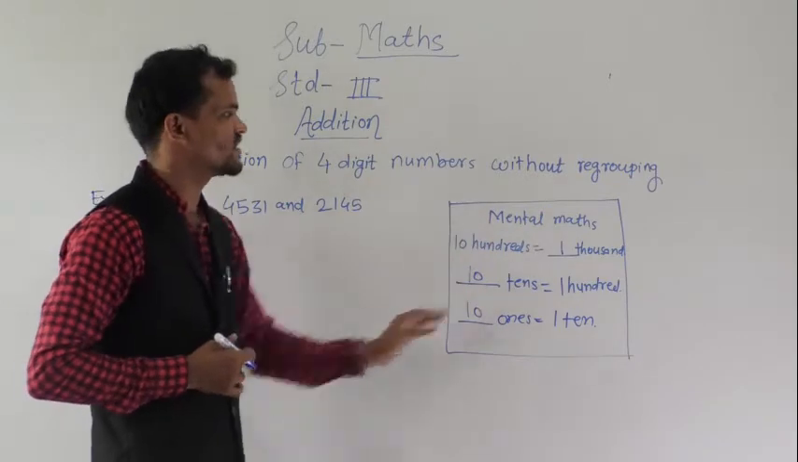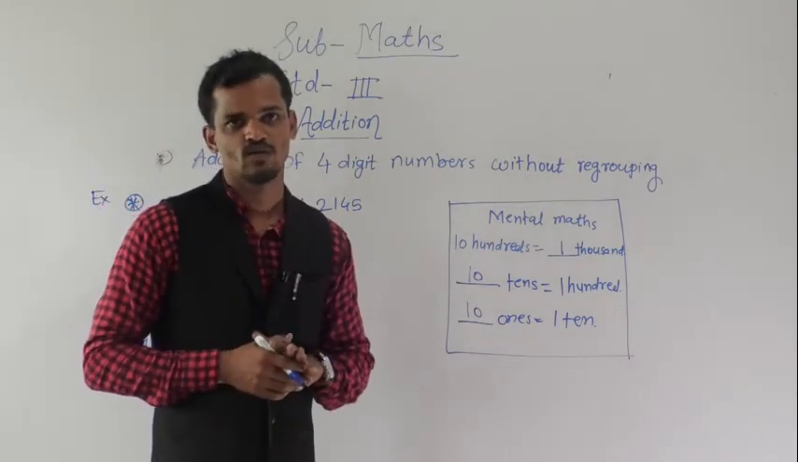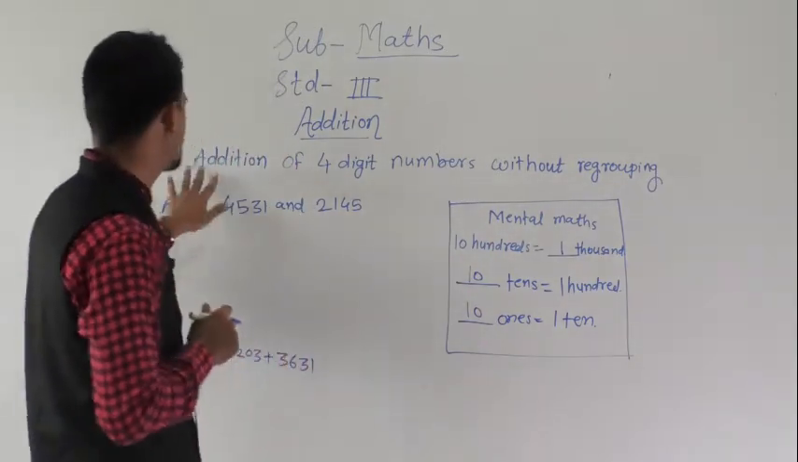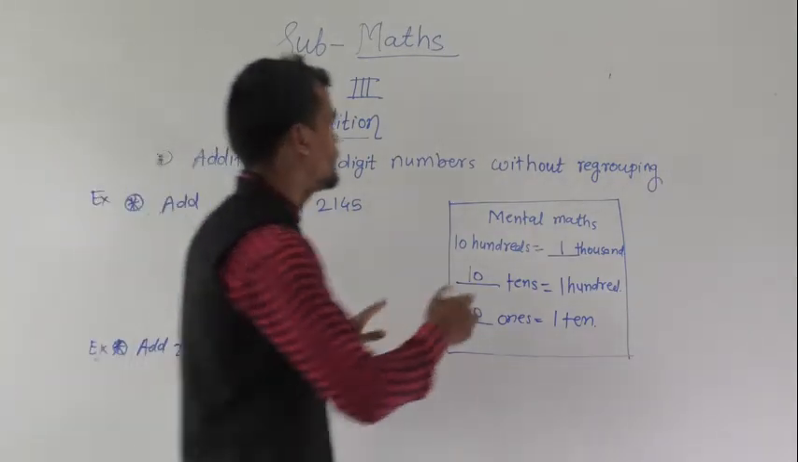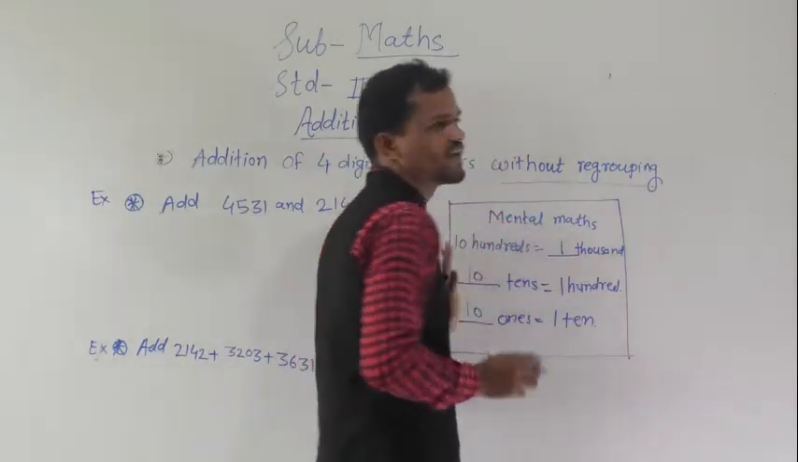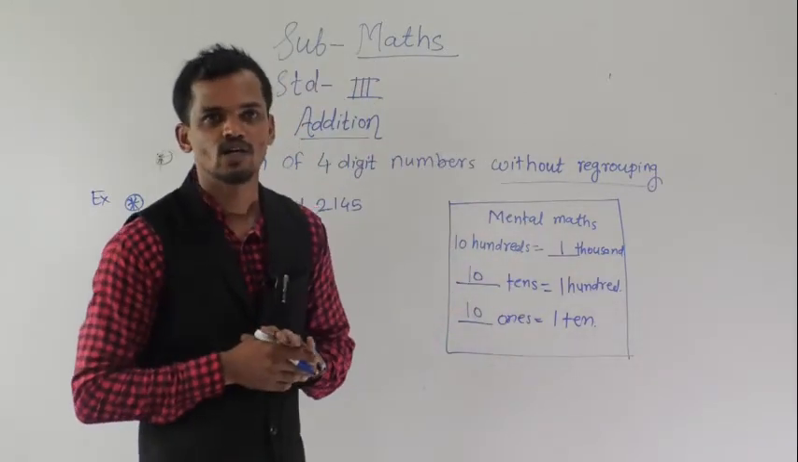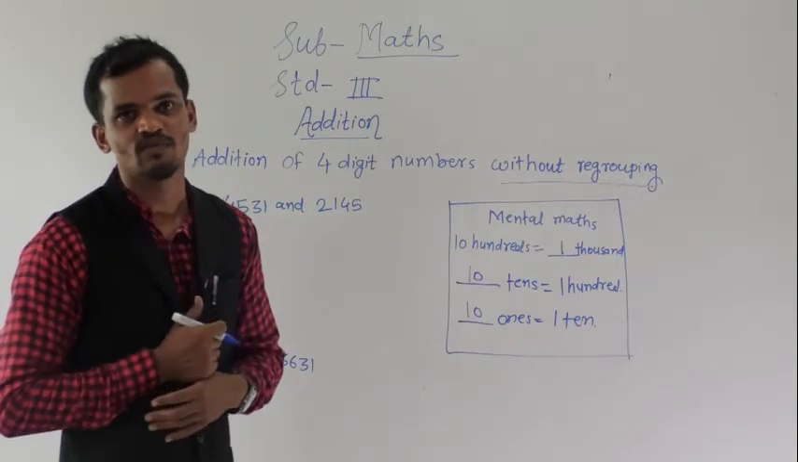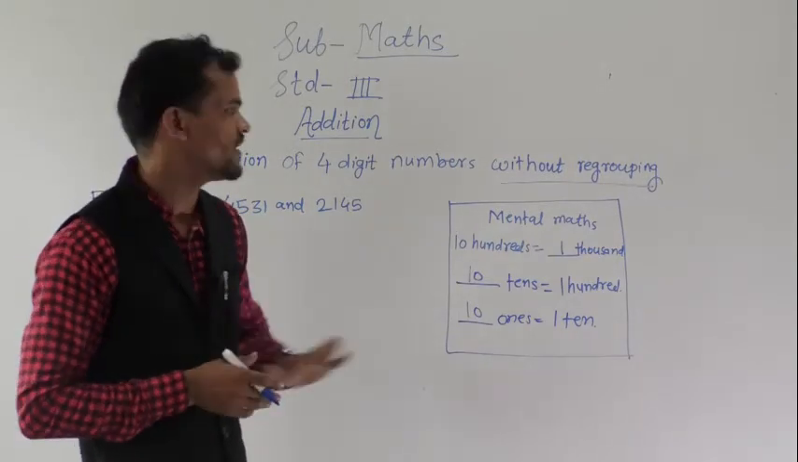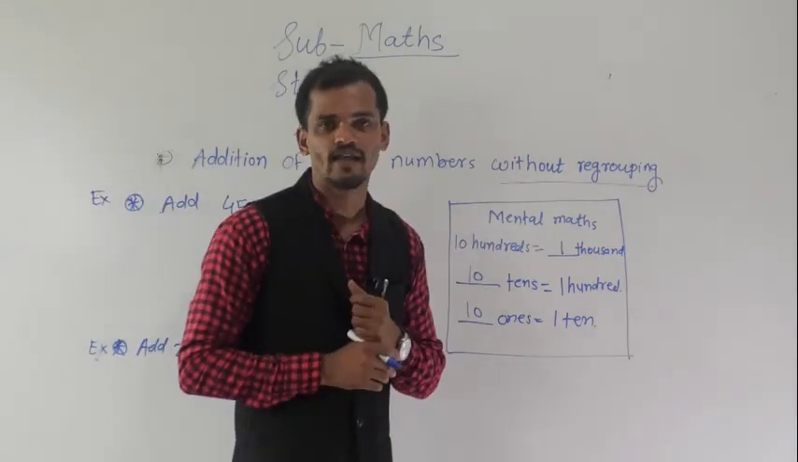These are very important for regrouping. Now see, addition of 4-digit numbers without regrouping. What do we mean by without regrouping? There is no need to regroup, which means without carry forward. This is the simple way to say it: without carry forward.